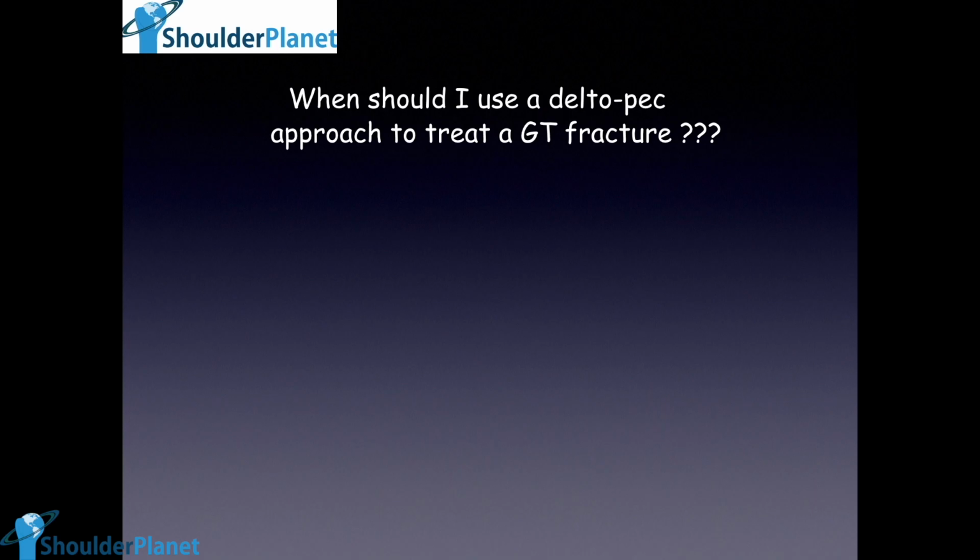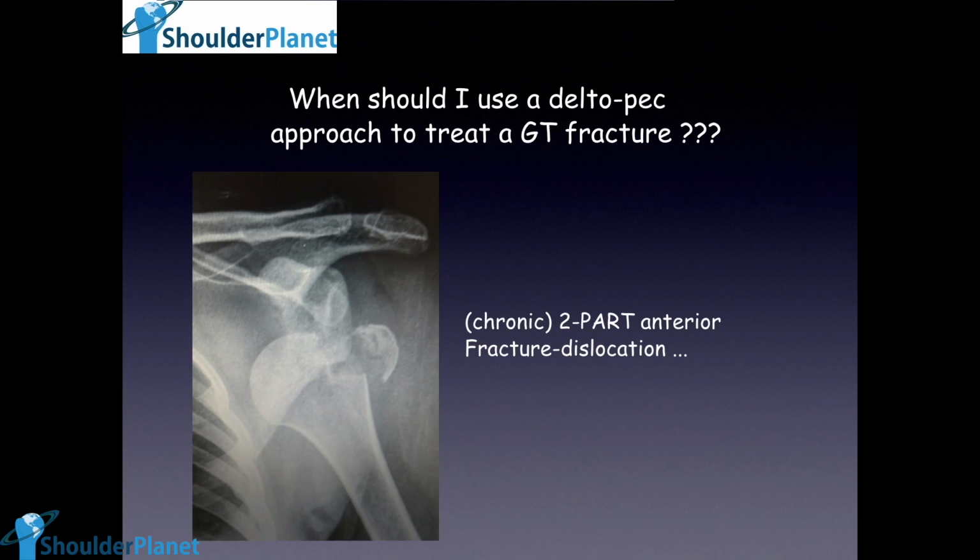Anyway, when should we use a deltopectoral approach to treat a greater tuberosity fresh fracture? There is a situation in which I see, which is not exactly chronic, but subacute 2-part anterior fracture dislocations. I don't want to change the subject, because chronic anterior shoulder dislocations or chronic anterior fracture dislocations of the shoulder are very difficult to manage. This is another issue, and they need bony block procedures like the Hill-Sachs remplissage, like a Latarjet.